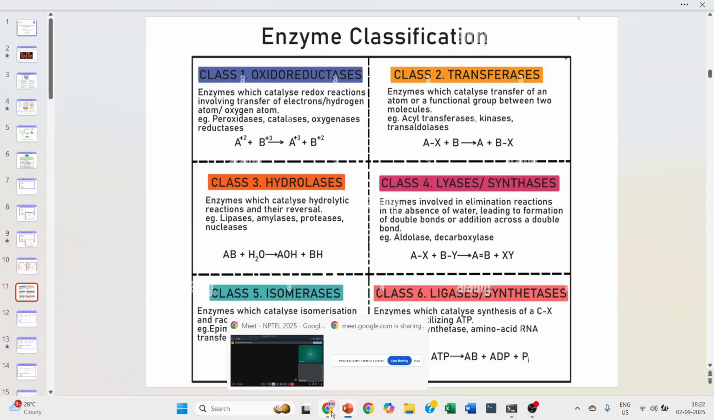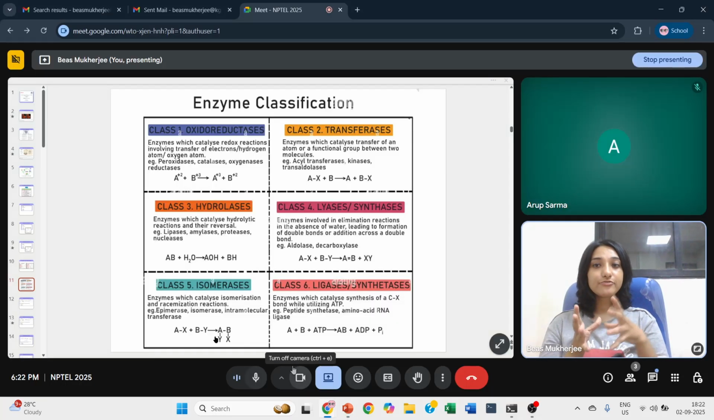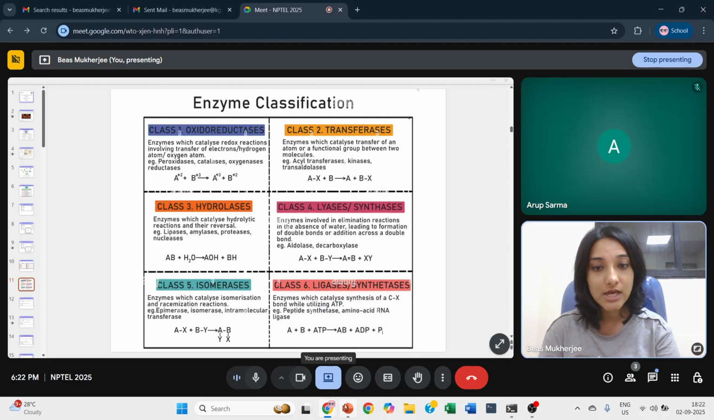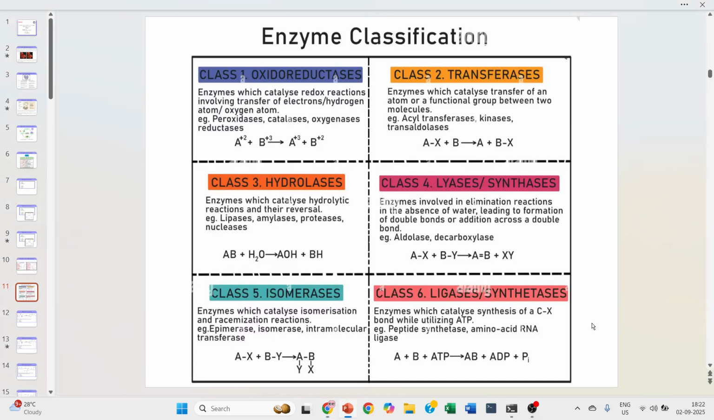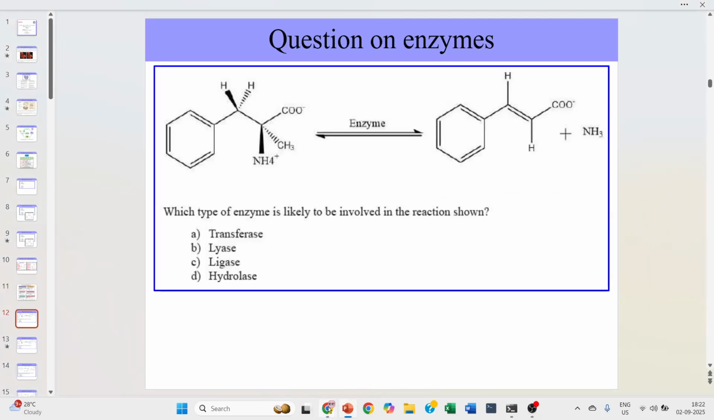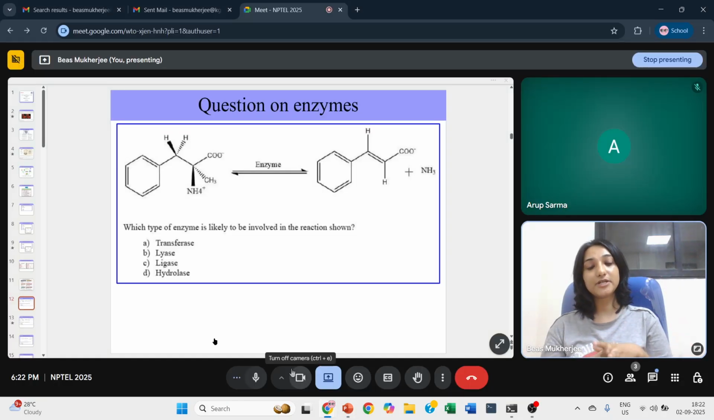Right. So once again, here the different classes of enzymes have been explained for you. You can go through this, but we have already discussed it, so I will skip this slide and you can start answering this particular question. We have a few questions now, and then we'll move on to other topics.